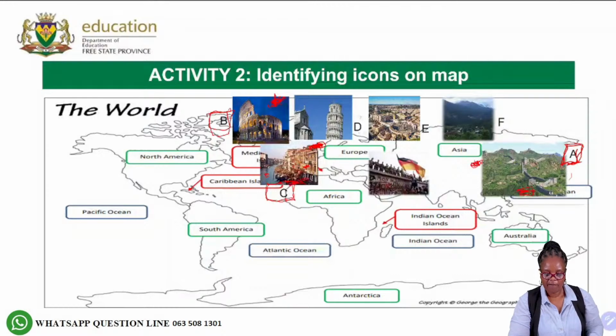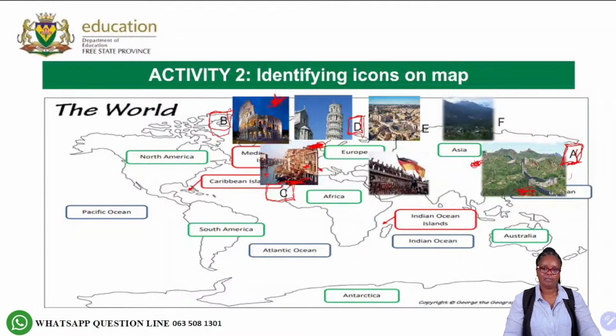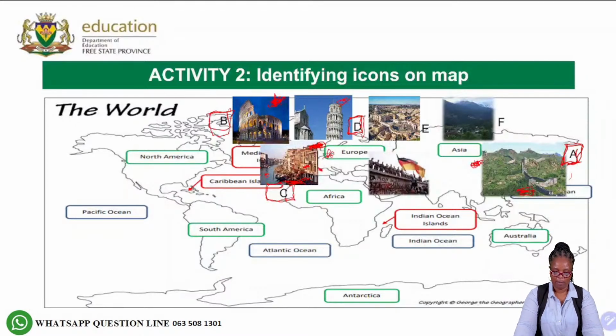Then we have D. This is our D. What is the icon at D? Let's identify the icon at D. You can see it's a tower. It's a tower. And where is this tower situated? In the European continent. What is the name of this tower? It is the Leaning Tower of Pisa. It's everything that we've talked about. You can see it's the Leaning Tower of Pisa. Leaning, tilting to the side.